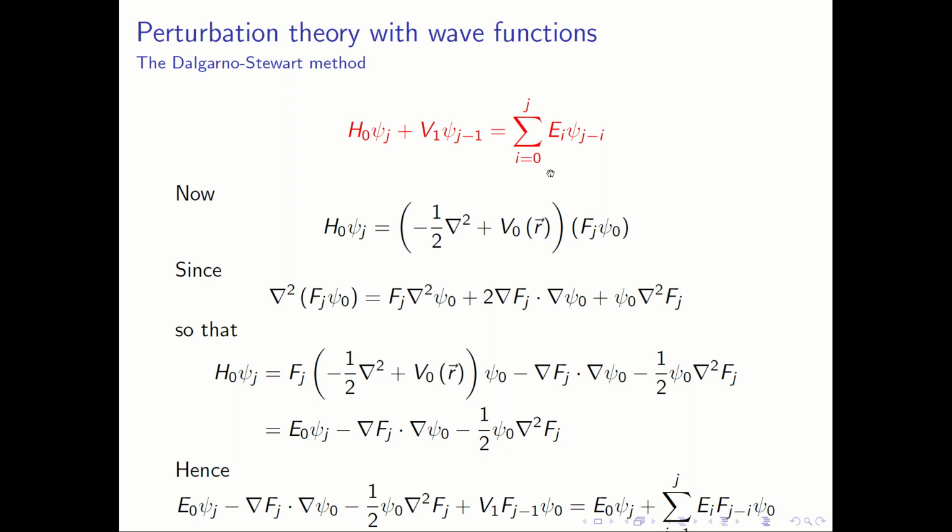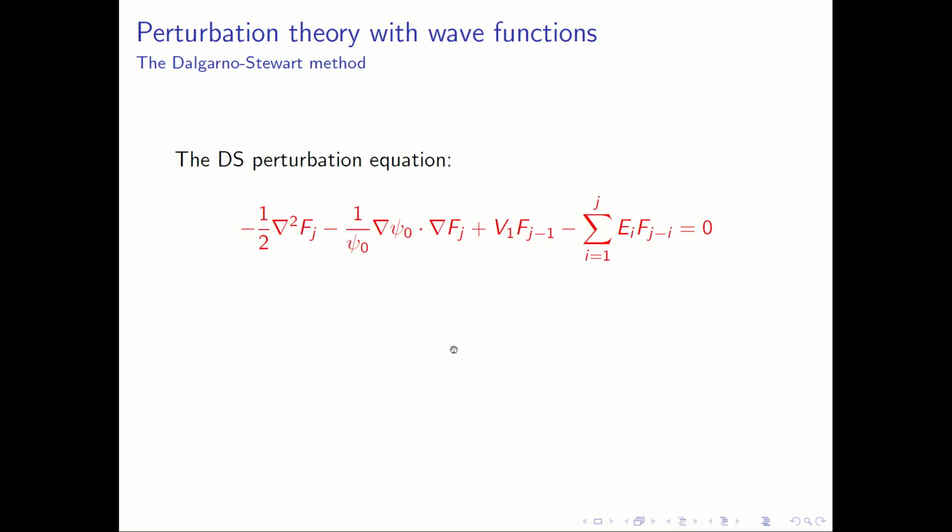On the other side, this is a sum from i equals 0 to j, but I deliberately split this into the i equal to 0 term and the rest of the terms from i equal to 1 to j. Why have I done that? Because E0 psi j is already there on the left hand side. So splitting it this way means the E0 psi j will just cancel. So this is what you are left with.